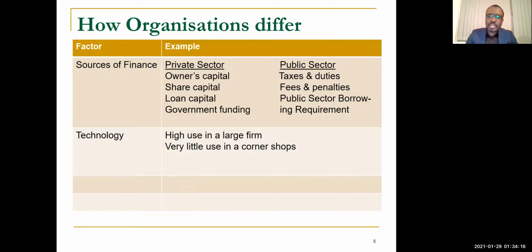They can also borrow from the public to support the organizations, and also if they receive some fees or levy some penalties in order to survive, all right? And then technology would also tell how to classify them: organizations that are high or rich in the use of technologies, and those who are less in using technologies.